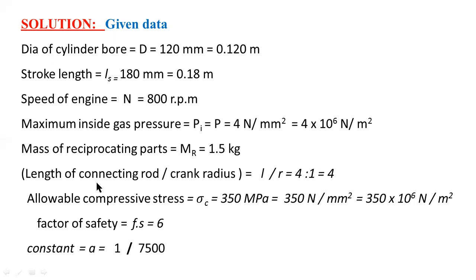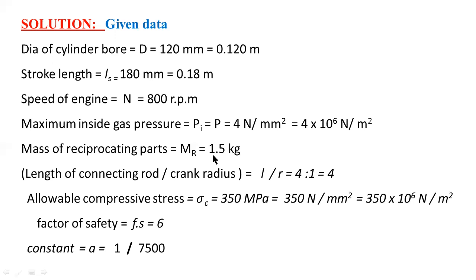And mass of reciprocating parts. Mass of reciprocating parts, MR equal to 1.5 kg. Here the mass, I already explained previously. Mass of reciprocating parts is equal to the sum of the masses of the piston parts plus 1 by 3 mass of the connecting rod. So that is the mass of reciprocating parts.